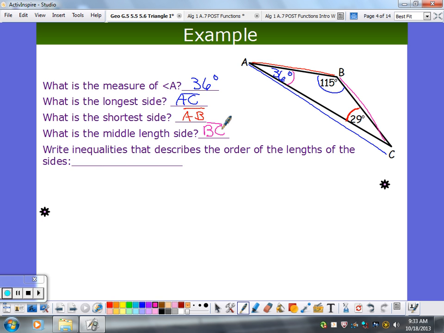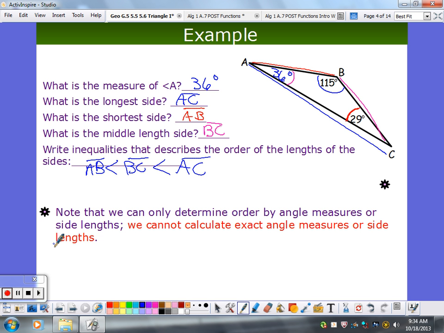And so now if I want to write the inequalities that describe the order of the lengths, well, let's see, from smallest to biggest, say, so what's my smallest side length? So the 36 is, the 29, so I'm going to go AB, right? Is going to be smaller than BC? Is going to be smaller than AC? It makes sense at all, right? So smaller angles don't open as wide as bigger angles, so the side opposite them are going to be smaller. Note that we can only determine order by angle measures, but I don't know the lengths of the sides. I only know relative lengths, one bigger than the other or smaller than the other.